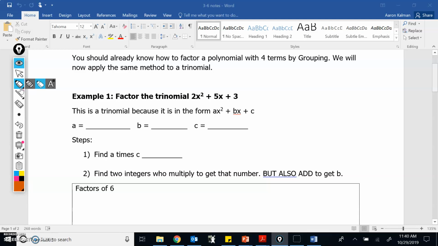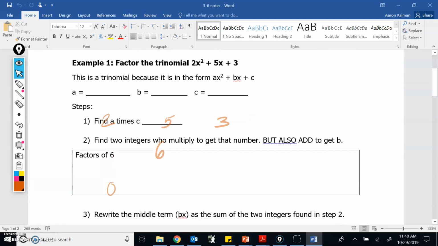Let's review. This trinomial is in the form ax squared plus bx plus c. A this time is 2, b is 5, and then c is 3. Same steps as before. Multiply a times c. This time we get 6. So now you're finding two integers who multiply to get that number 6, but add to get b.